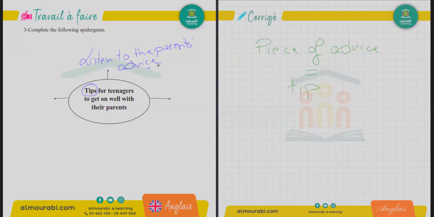Good. Advice, pay attention here. This is with C, the noun. But the verb is with S. Pay attention. The noun is with C, but the verb is with S: advise. So listening to the parents, that's one tip, which is true.